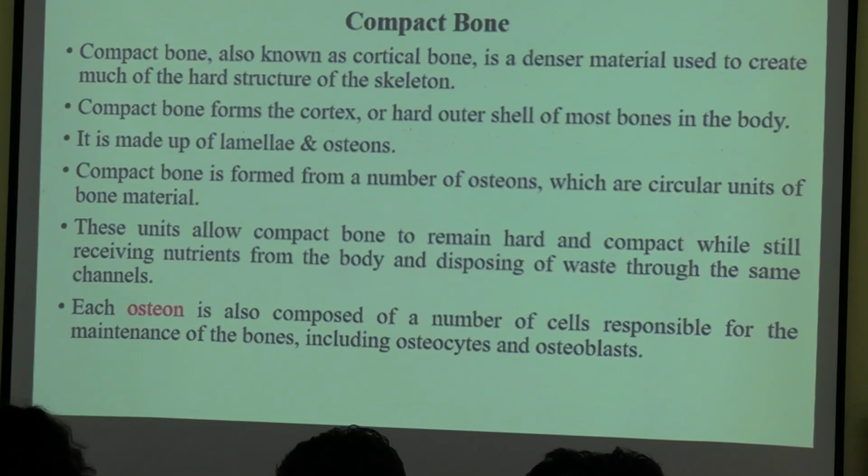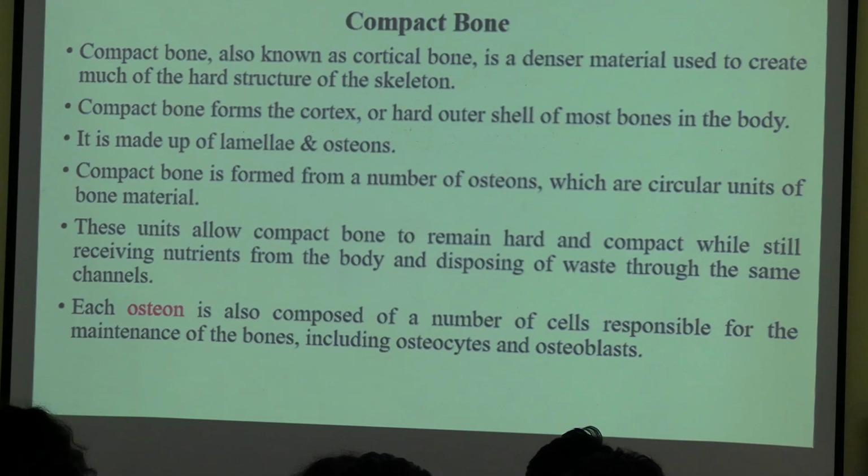Now compact bone is formed by a number of osteons, so many osteons are there, and along with that different circular units are present in the bone material. Now each osteon is composed of a number of cells responsible for the maintenance of the bone, including osteocytes and osteoblasts. Means these are the cells which are present in the bone.